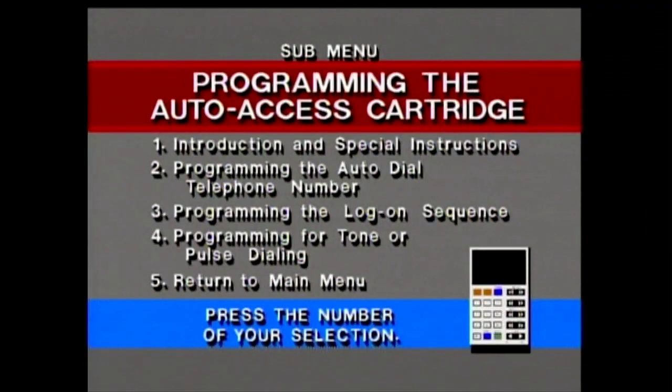This concludes the programming for tone or pulse dial phone line. Your video disc player will automatically return to the programming submenu. If you've completed all steps in programming the auto access cartridge, press number 5 to return to the main menu.